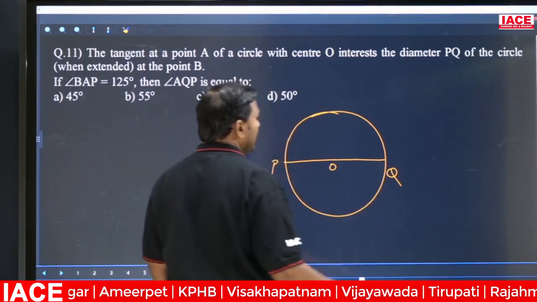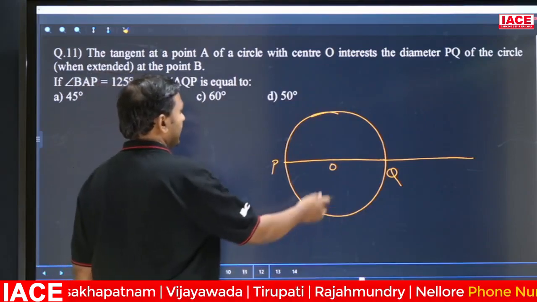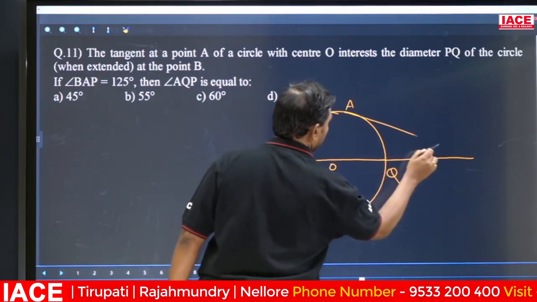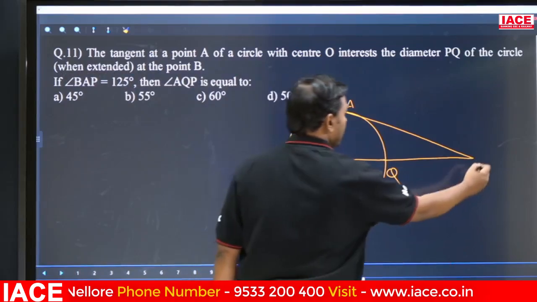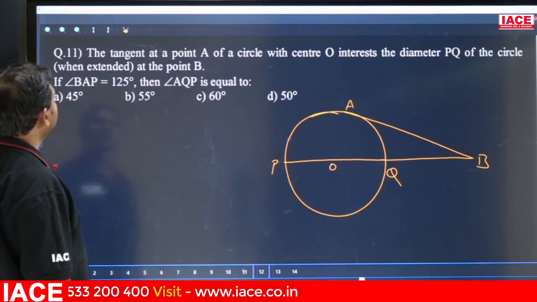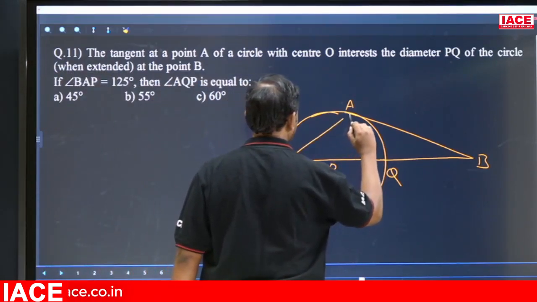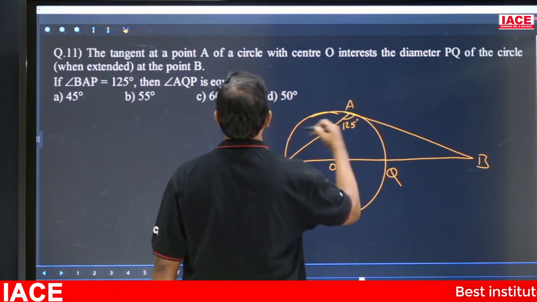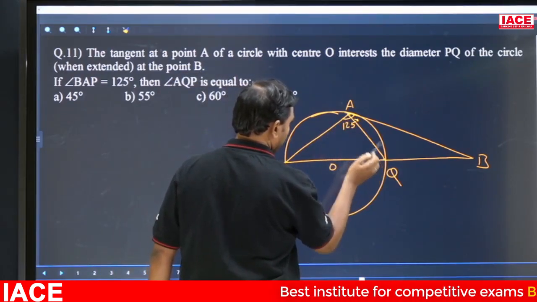PQ is the diameter, the extending part of the diameter, as well as the tangent at point A. Both are intersecting at B, right? Then if BAP is 125 degrees, then find AQB. This value we have to find, AQB.